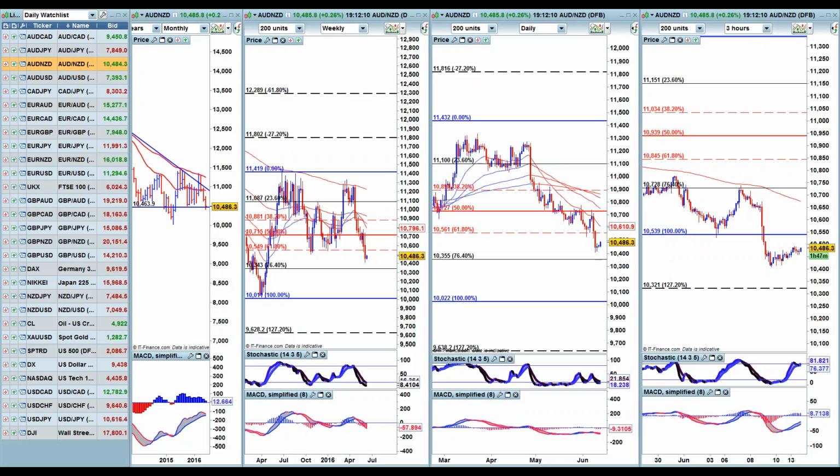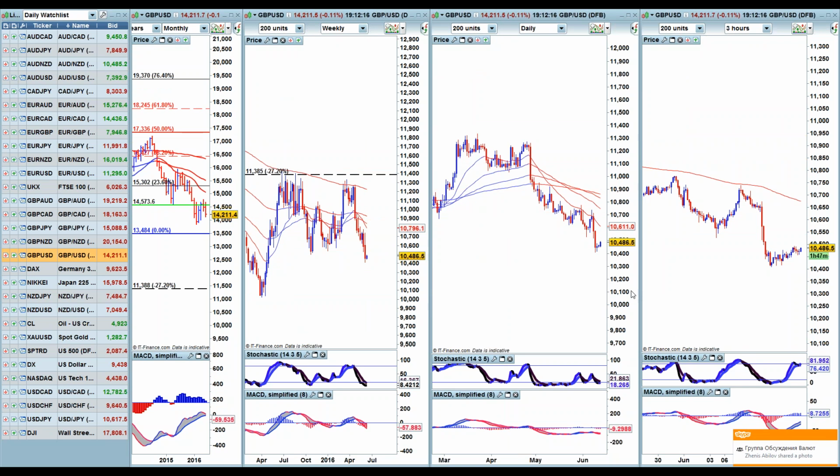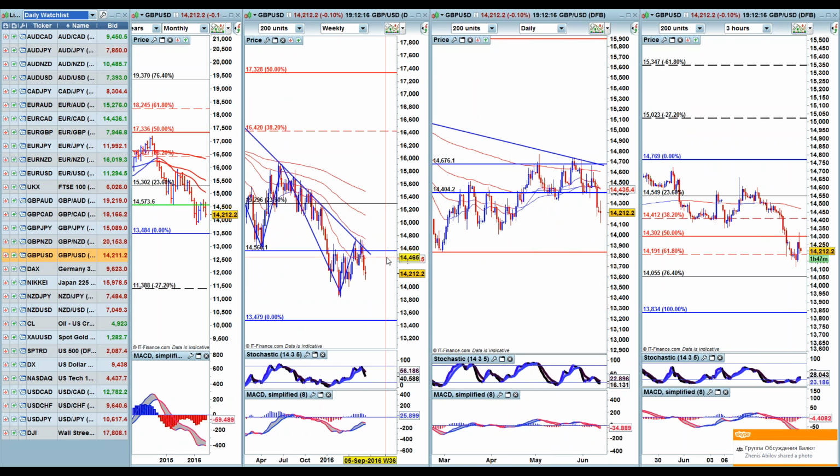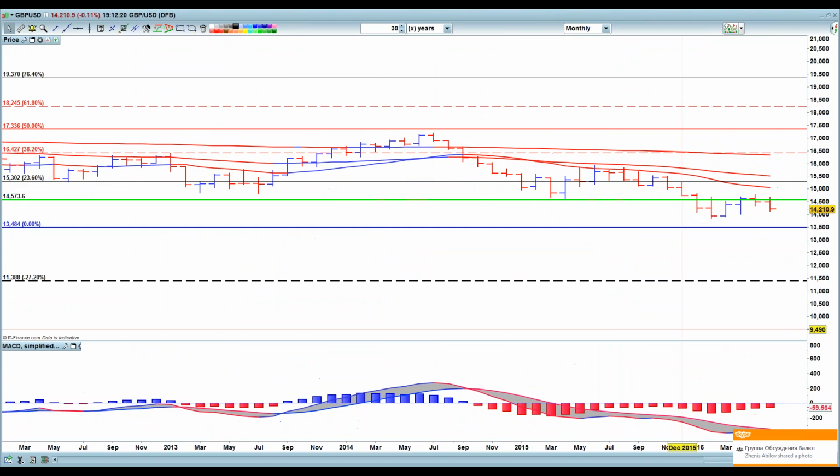Okay, let's move on. Let's now look at the pound. So we'll go through the time frames.